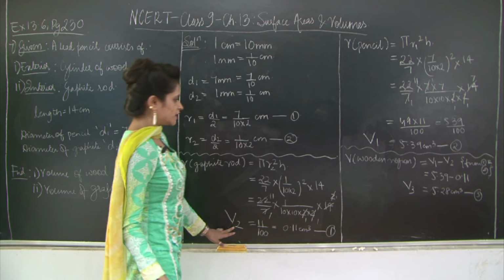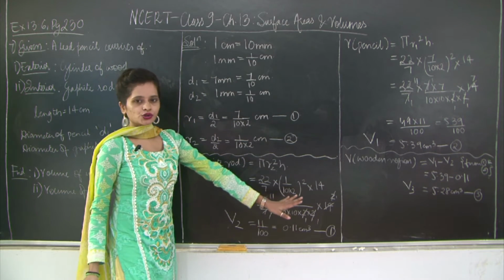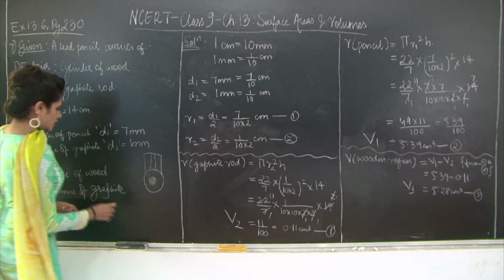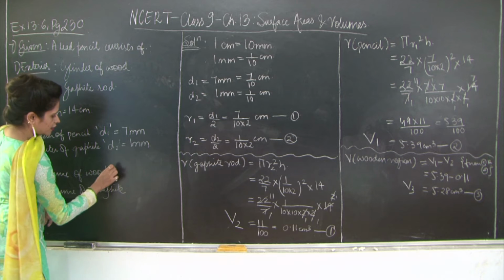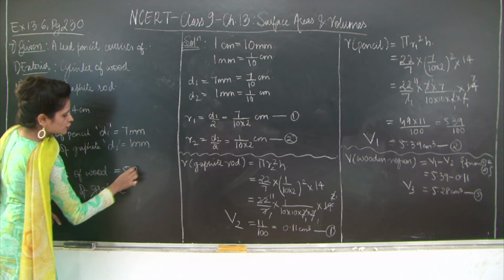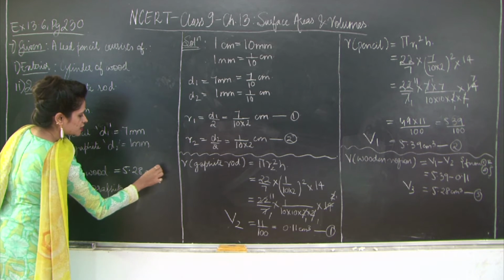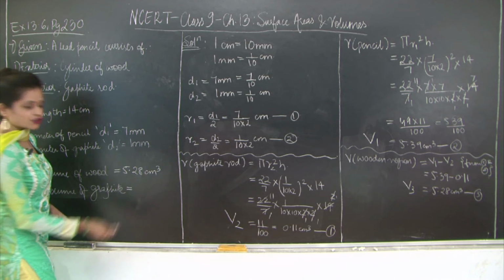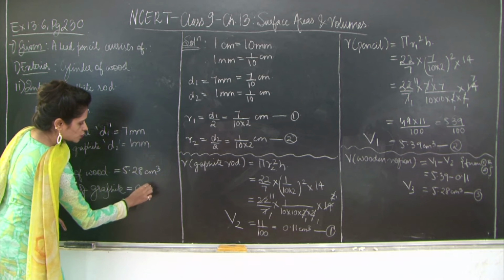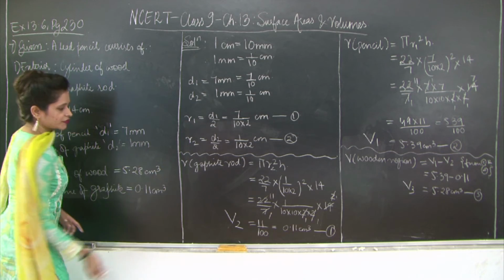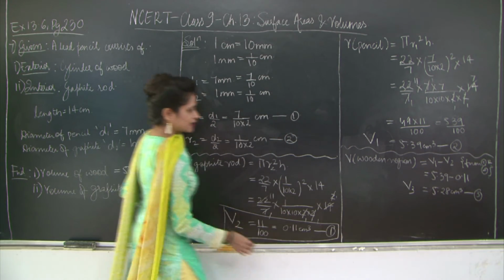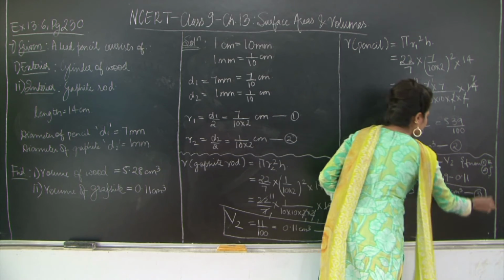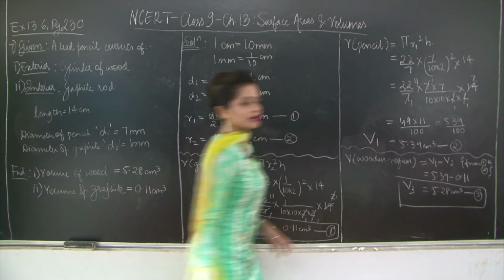So V1 and V3 are the solution to your question. Let's write down the answer here itself. Volume of the wood is equal to 5.28 centimeter cubes, whereas volume of the graphite rod is 0.11 centimeter cubes. So I'm just placing these answers into a box for your reference. Please take a look at the solution.